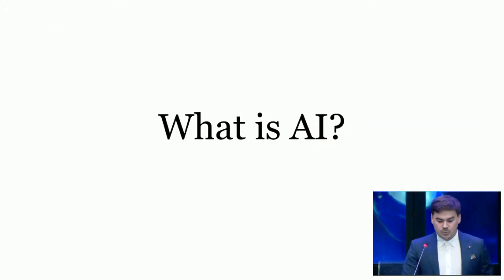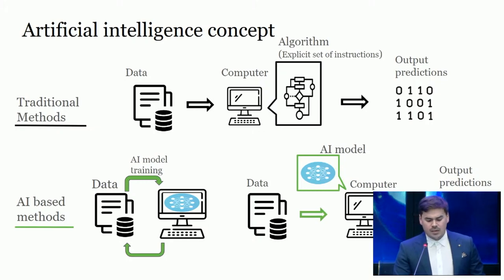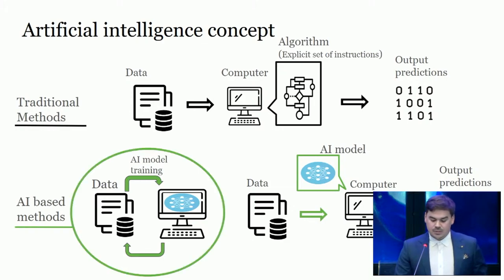Moving forward, so what is AI? AI, or artificial intelligence, is sort of an umbrella term for a family of modeling techniques that can perform various tasks that would typically require human intelligence. The unique feature of these models is their ability to learn how to solve a specific task directly from the data without being explicitly programmed or given a set of explicit instructions.